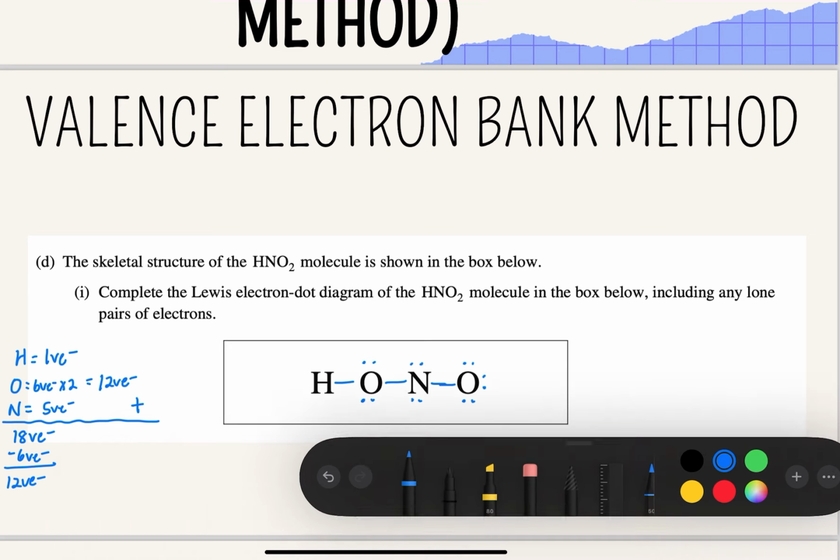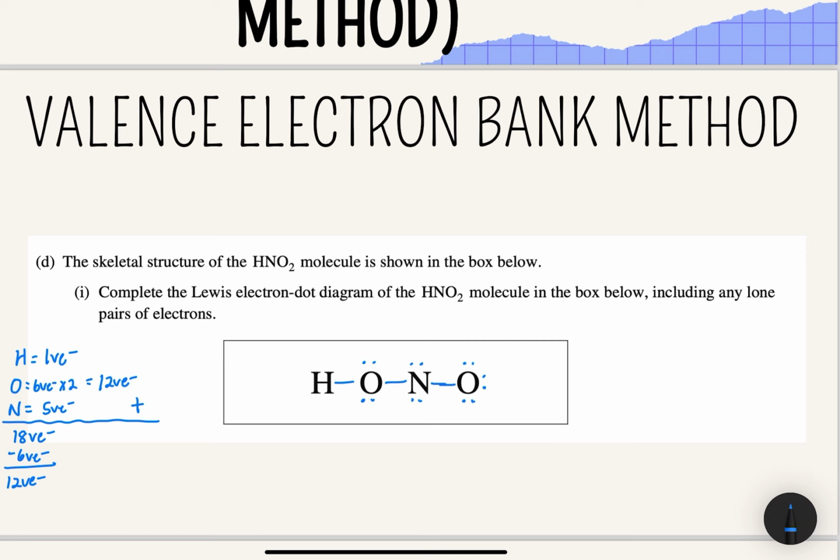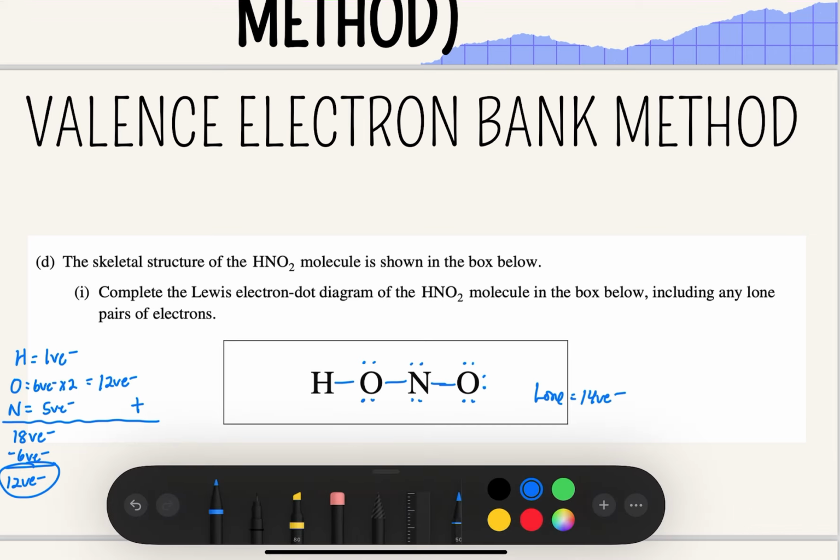Now, here's the thing though, this is the wrong answer because if I add up all the lone electrons I've used, I have 4 plus 4 plus 6, so I've actually used 14 lone electrons, and I don't have 14. If you look in my bank, I actually only have 12 left. So this is wrong, and we're going to start again.